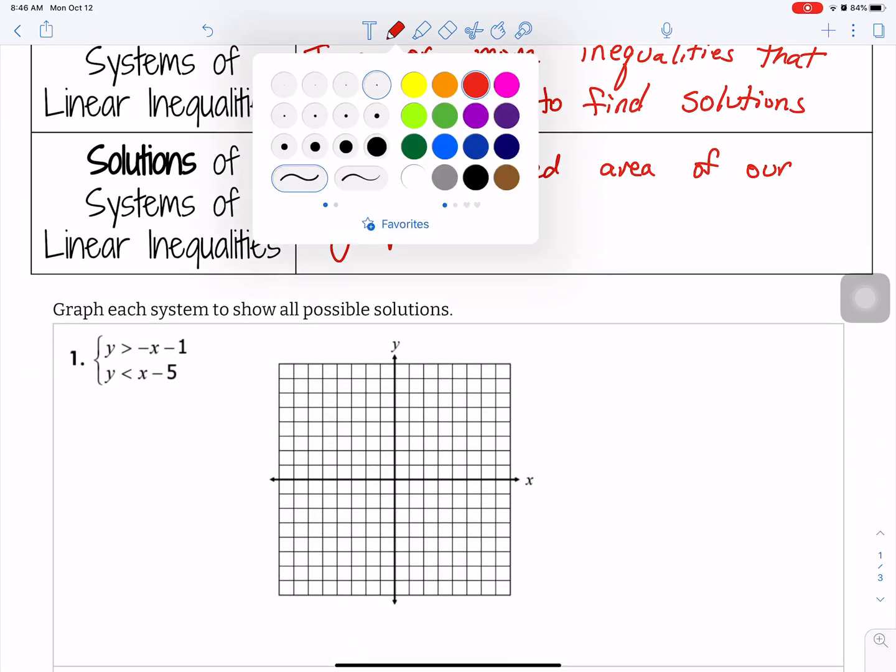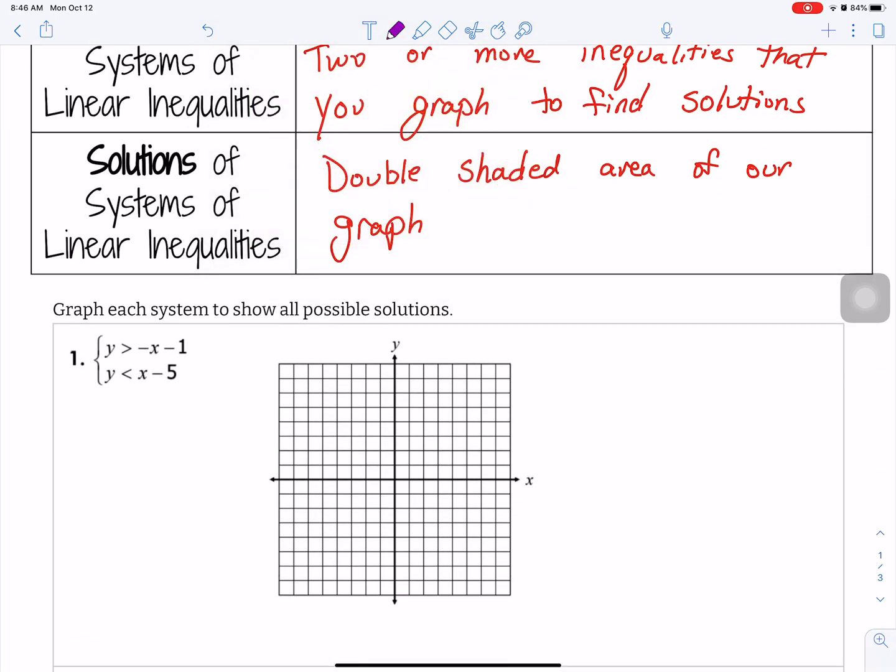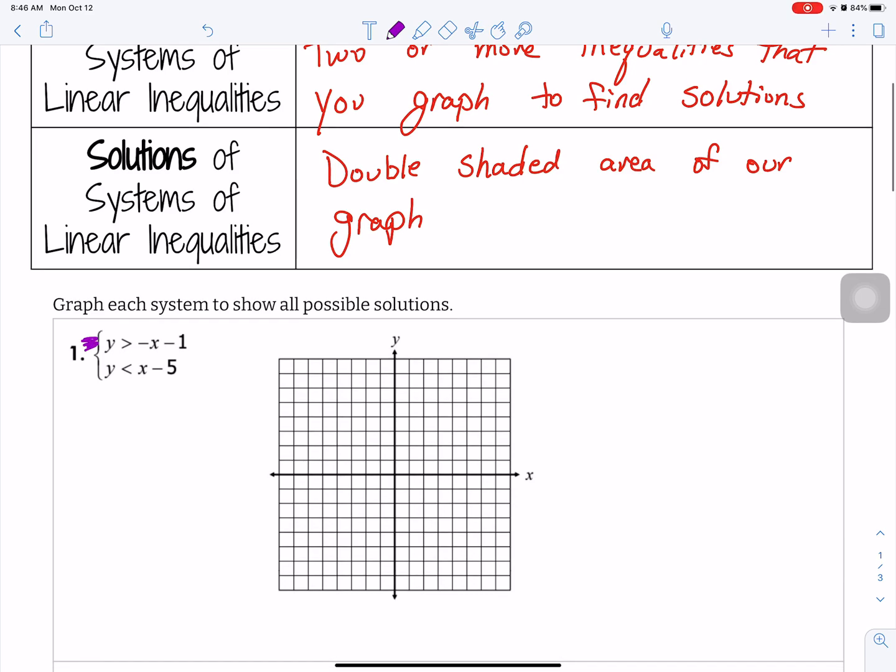So first thing we're going to do is we're going to graph our equations. So I'm going to graph my first equation here. So starting at -1, down 1 over 1. And I look, it's a dotted line. So even though I have some dots, I'm going to just kind of add a little bit in. And this one I shade above the line. So I'm going to go ahead and shade all that area in.